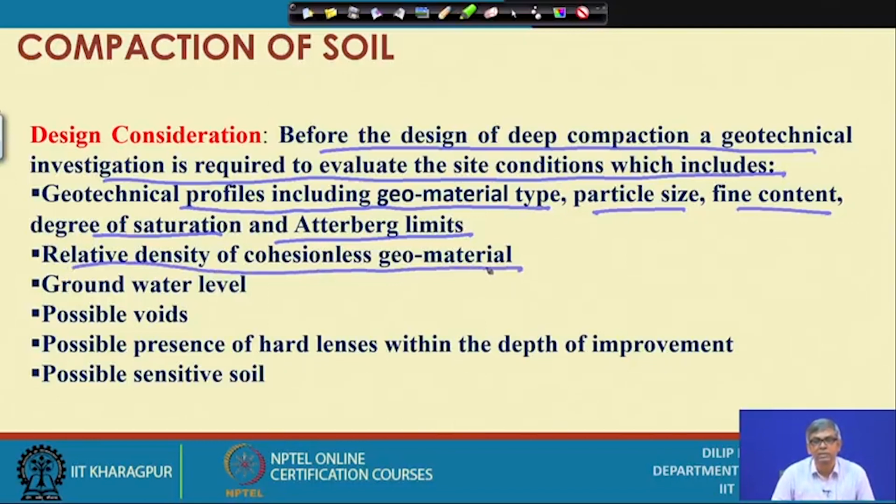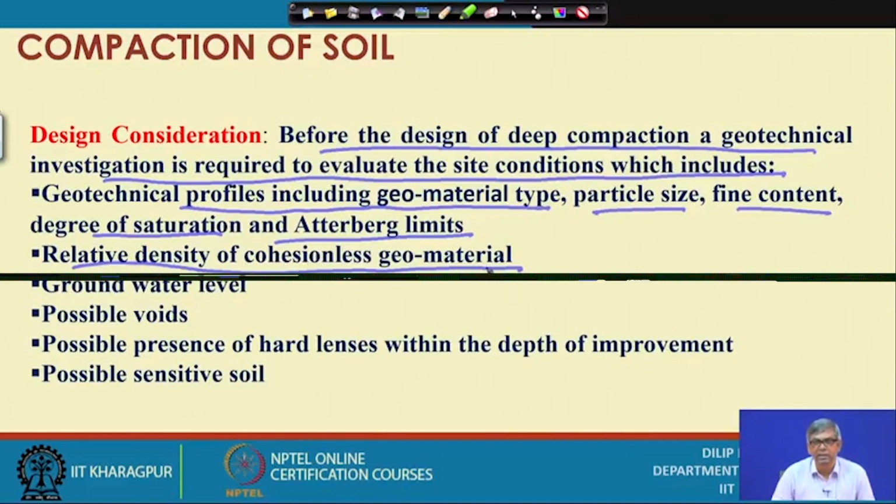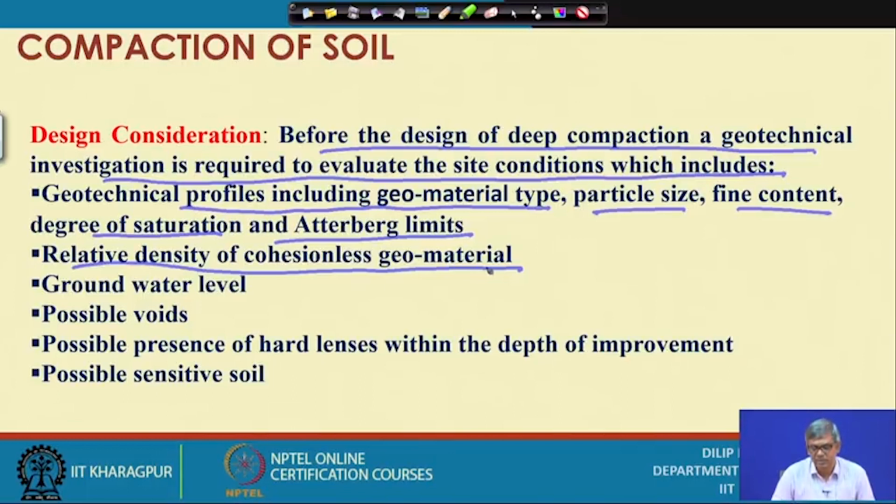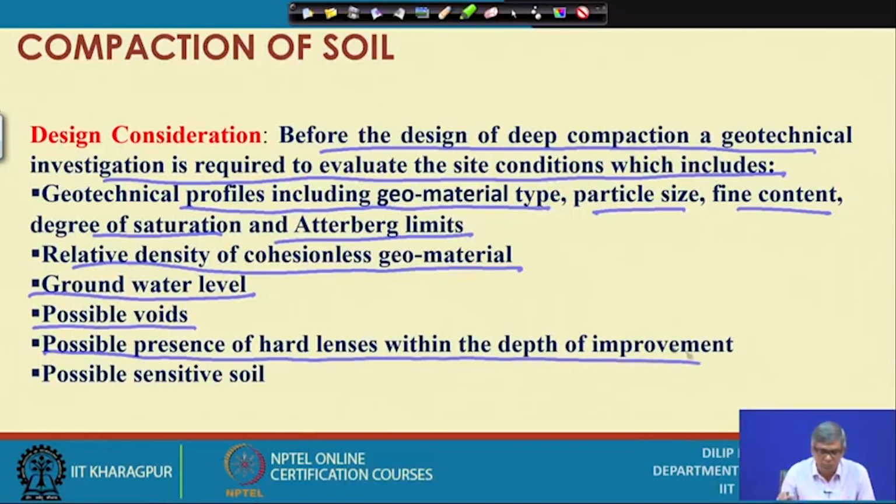So, the relative density, whatever level it is there, only then can you design how much to densify. If the relative density at the site is nearly 80%, hardly any densification is required, and if the relative density at the site is 30 or 40%, then you need significant compaction. Then the groundwater table, as I mentioned, and possible voids, if there are any unseen voids below, then possible presence of hard lenses within the depth of improvement.